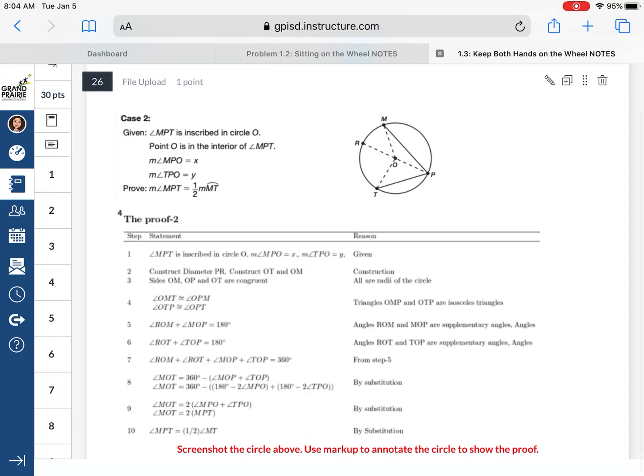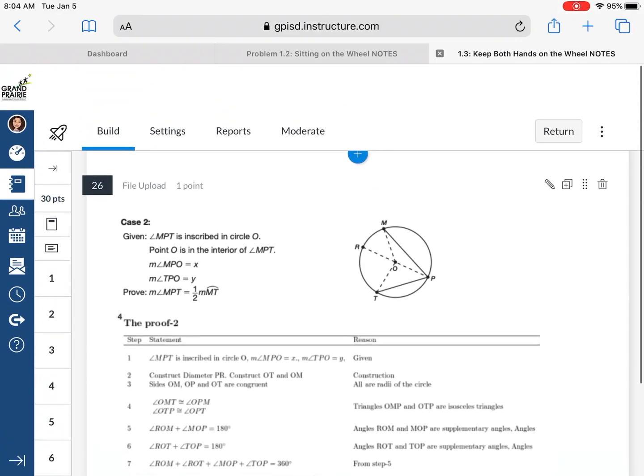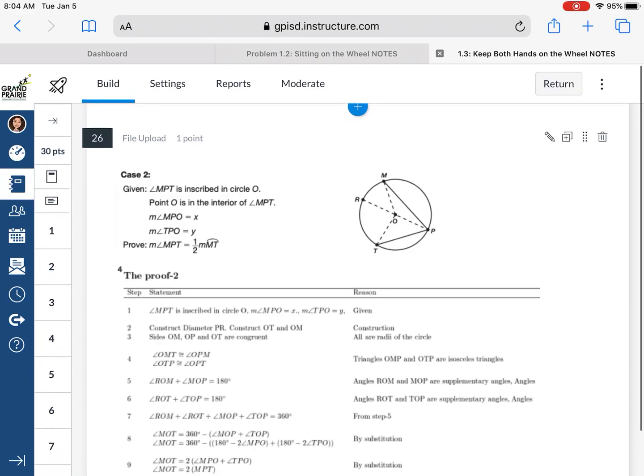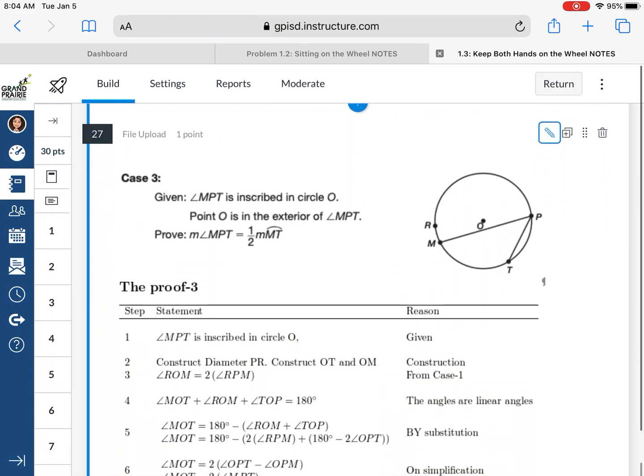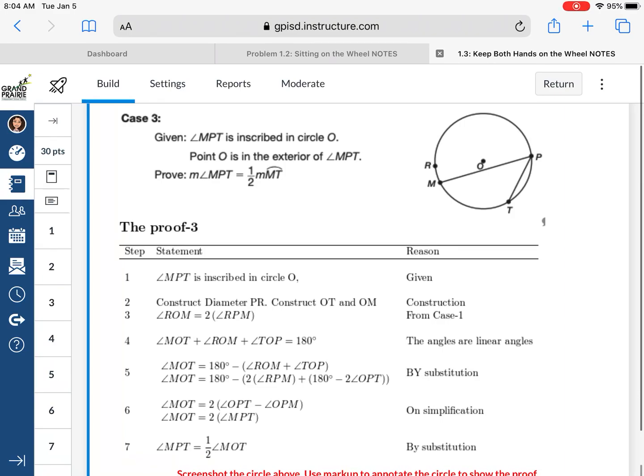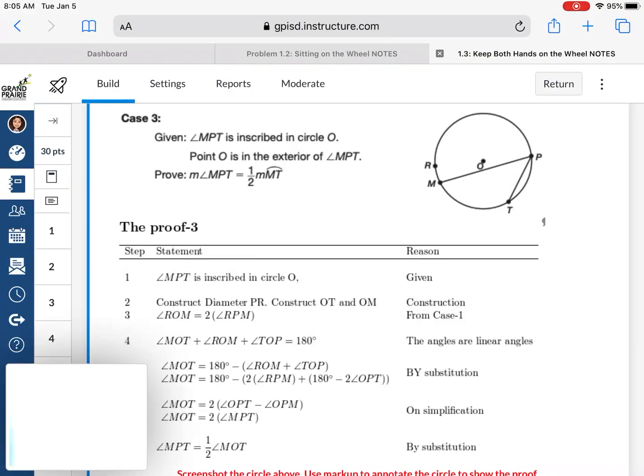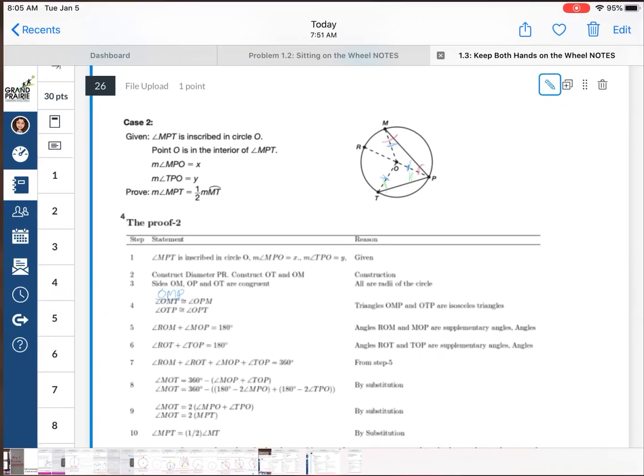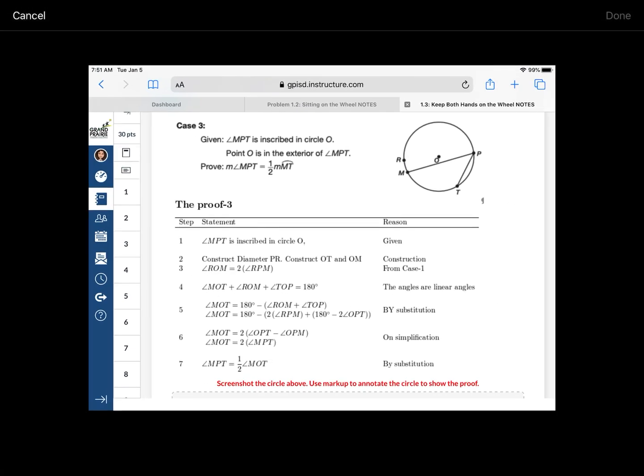Let's move on to case number 3. Here we're doing the same thing but a different scenario. We have an inscribed angle that has the center of the circle in its exterior, and we want to prove the same thing, that the measure of the inscribed angle is half of the measure of the arc. So we always write what's given, and in this case they want us to construct diameter PR, and it's not constructed, so we're going to take a screenshot and make sure we construct it in our picture.